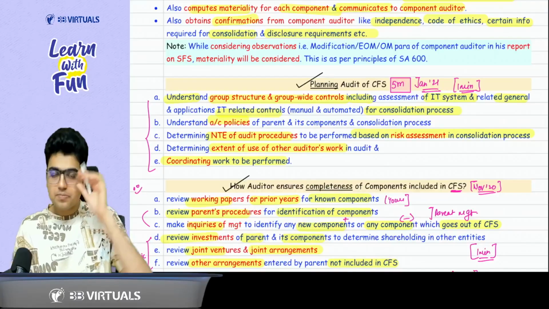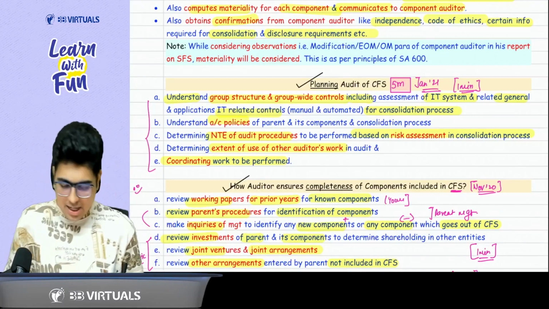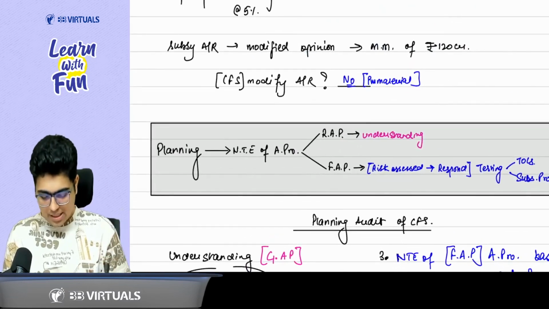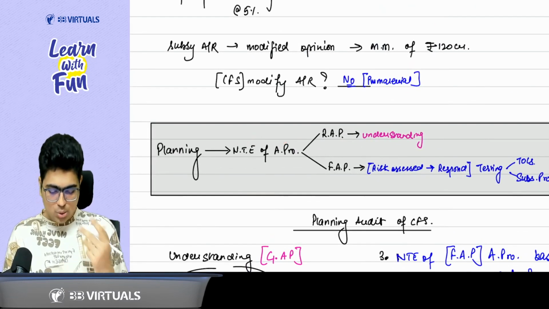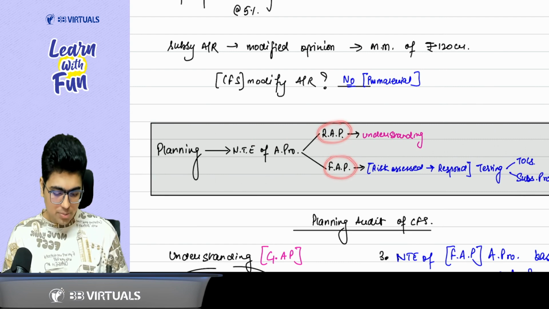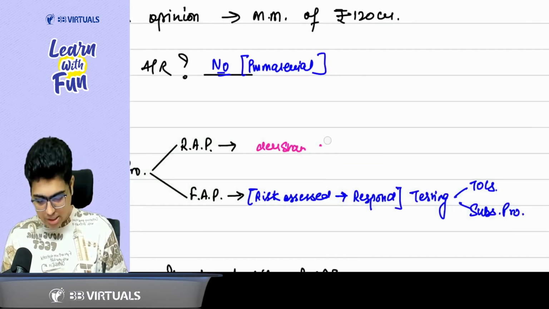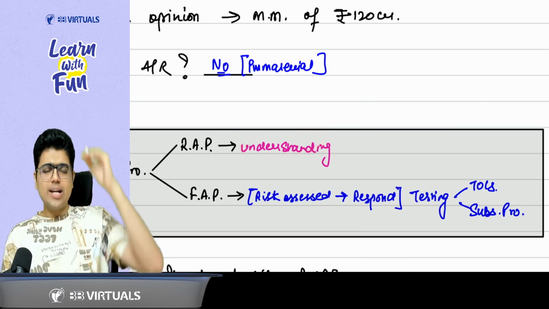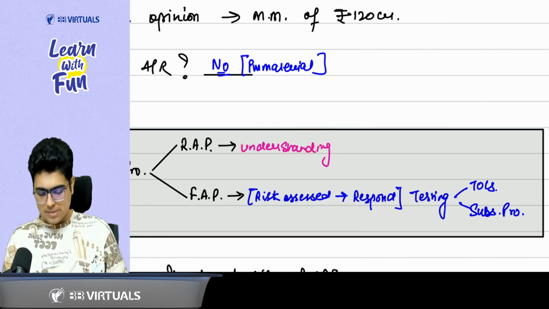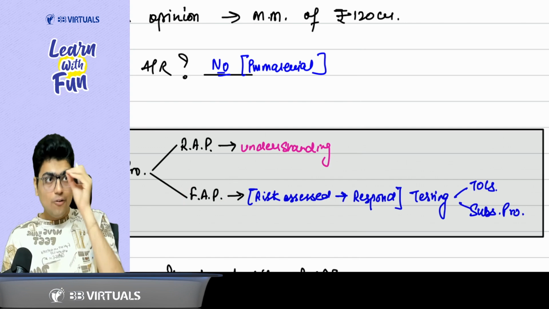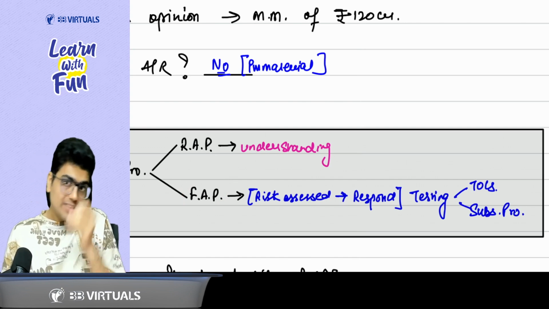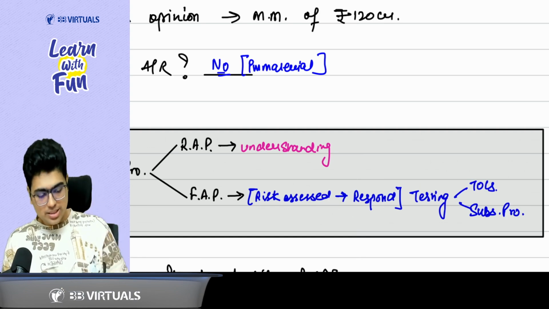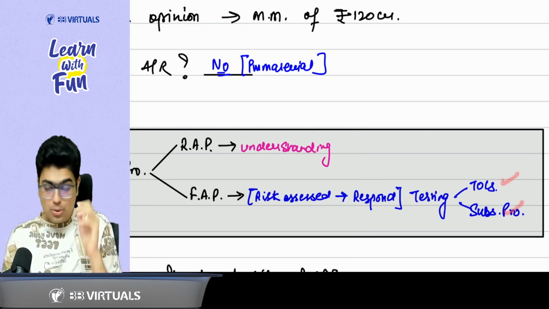Everyone, please focus. Planning the audit of CFS. When I say planning the audit of CFS, just revise the general planning. What do you plan? Sir, nature, timing, and extent of audit procedure. Two types of procedure: risk assessment procedure, further audit procedure. Risk assessment procedure talks about understanding so that you can identify and assess the risk of material misstatement. Further audit procedure talks about whatever risk you have assessed, to respond to that risk, you need to do the extra procedure. These are called testing procedure, test of control, substantive procedure.